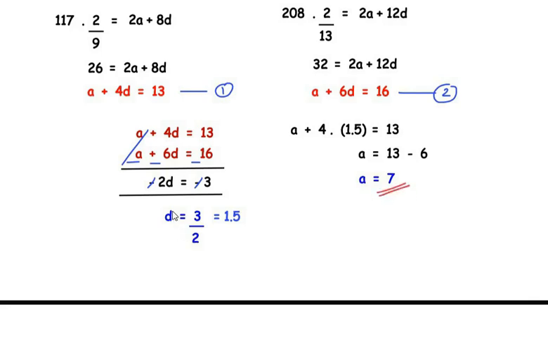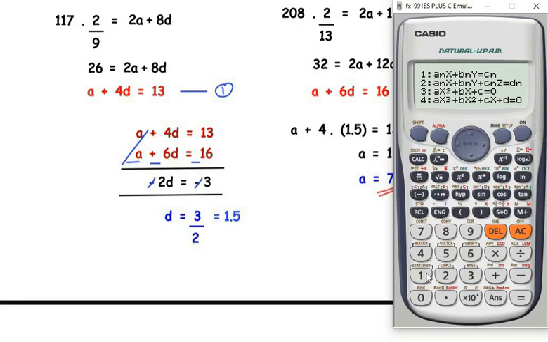Now to find out the value of the common difference and the first term of the sequence, we can also get the values using the calculator. So here let us take the first equation for simultaneous equations. Here the coefficient of a is 1, the coefficient of b is going to be 4 and the constant is 13. So here we are going to put 1, 4, 13. So this is for the first equation. Now for the second equation we have a as 1, b as 6 and the constant c as 16. So 1, 6, 16.